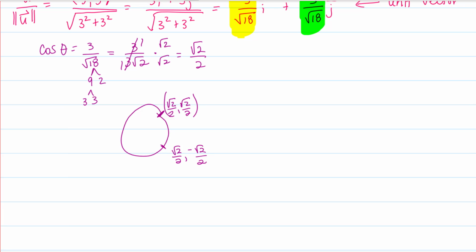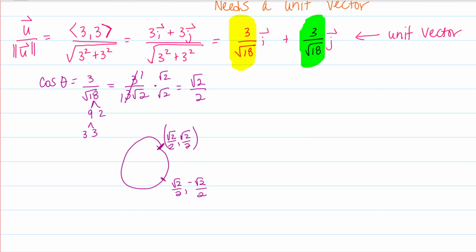How do we figure out which one? Well, we go and we look at the sine value. So this sine theta is also 3 over the square root of 18. Their signs match. And so the only place that the signs match would be in the first quadrant. So there's my direction angle. My theta is, what is that? It's pi over 4.